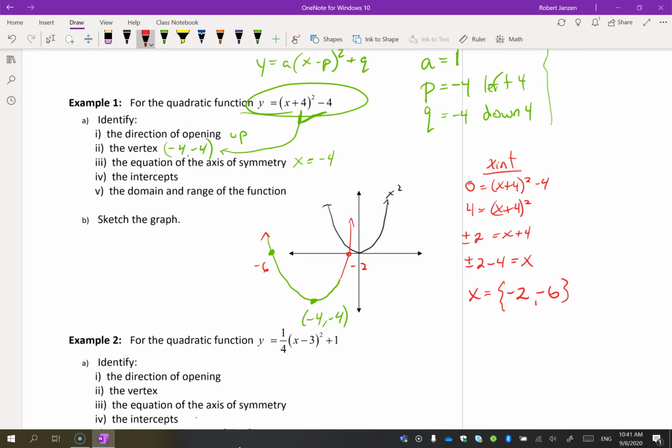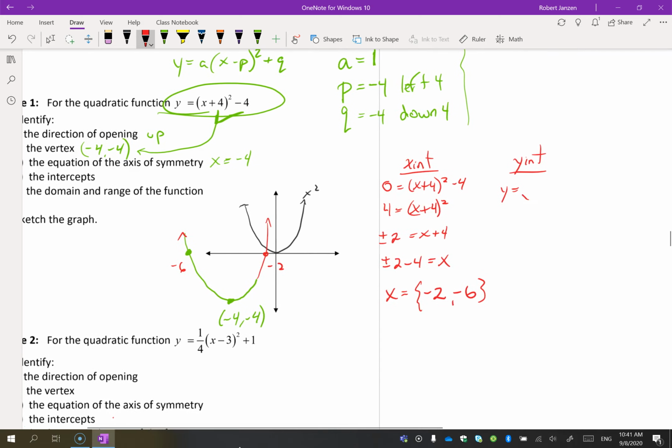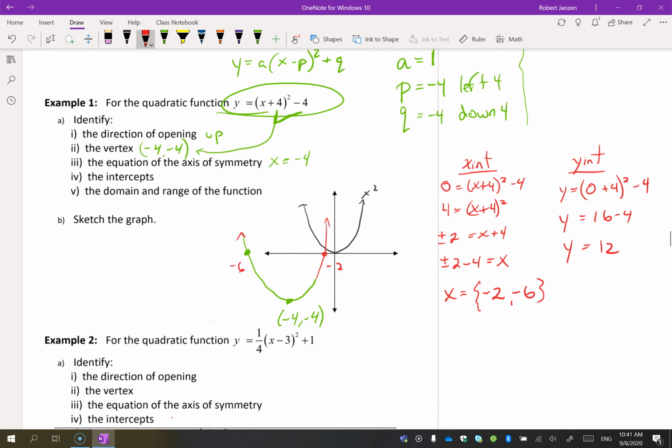Okay. What is the y-intercept? For the y-intercept, x will be 0. So I'm going to put 0 plus 4 squared minus 4. Y is 16 minus 4, so y is 12. Okay, so I have -2, -6, and the y-intercept is 12. The domain is -infinity to infinity, and the range is from -4 to infinity.